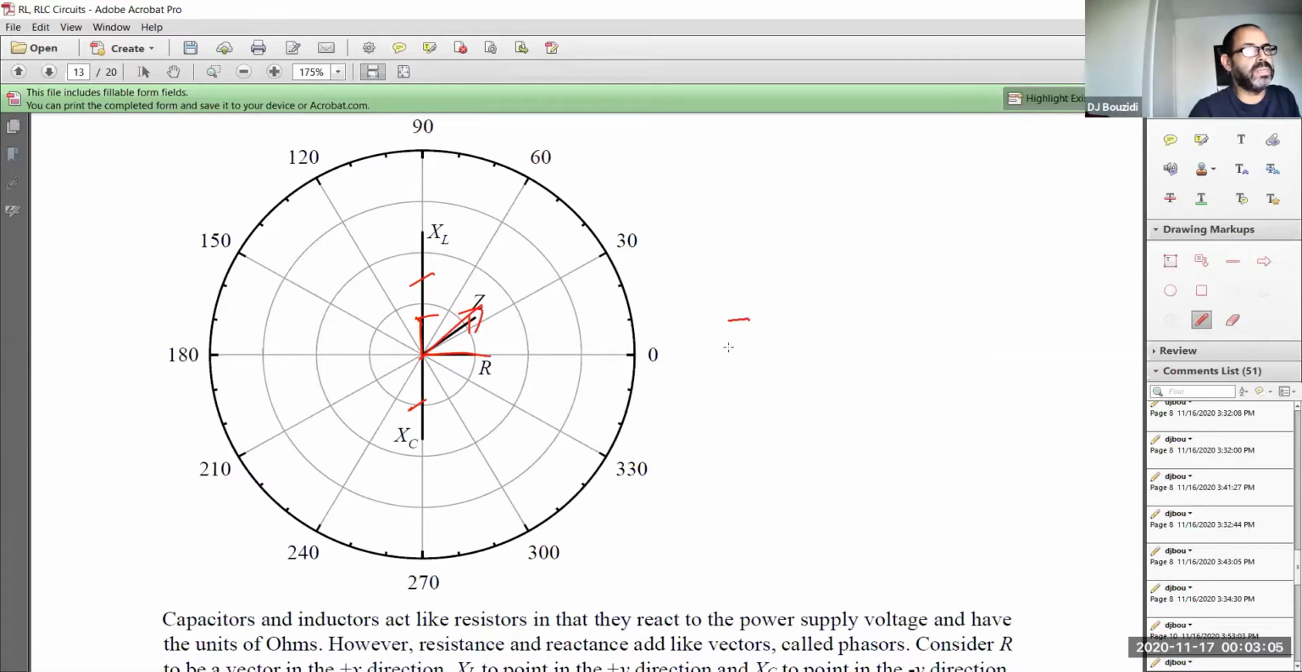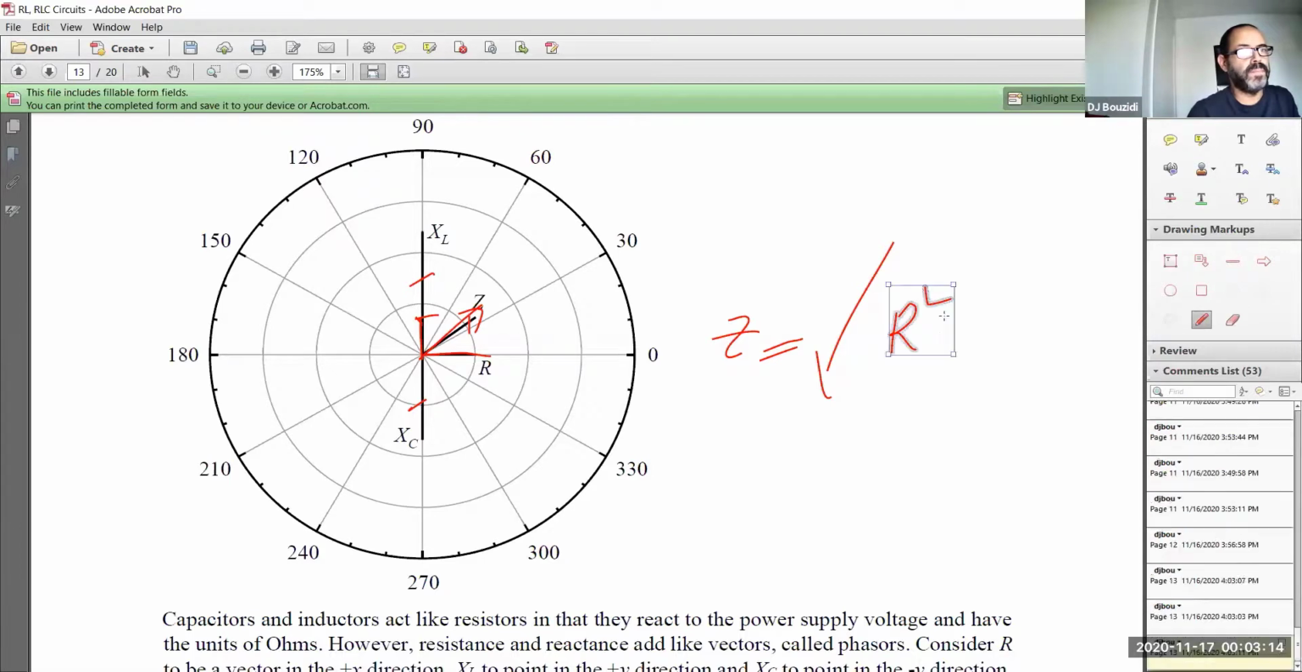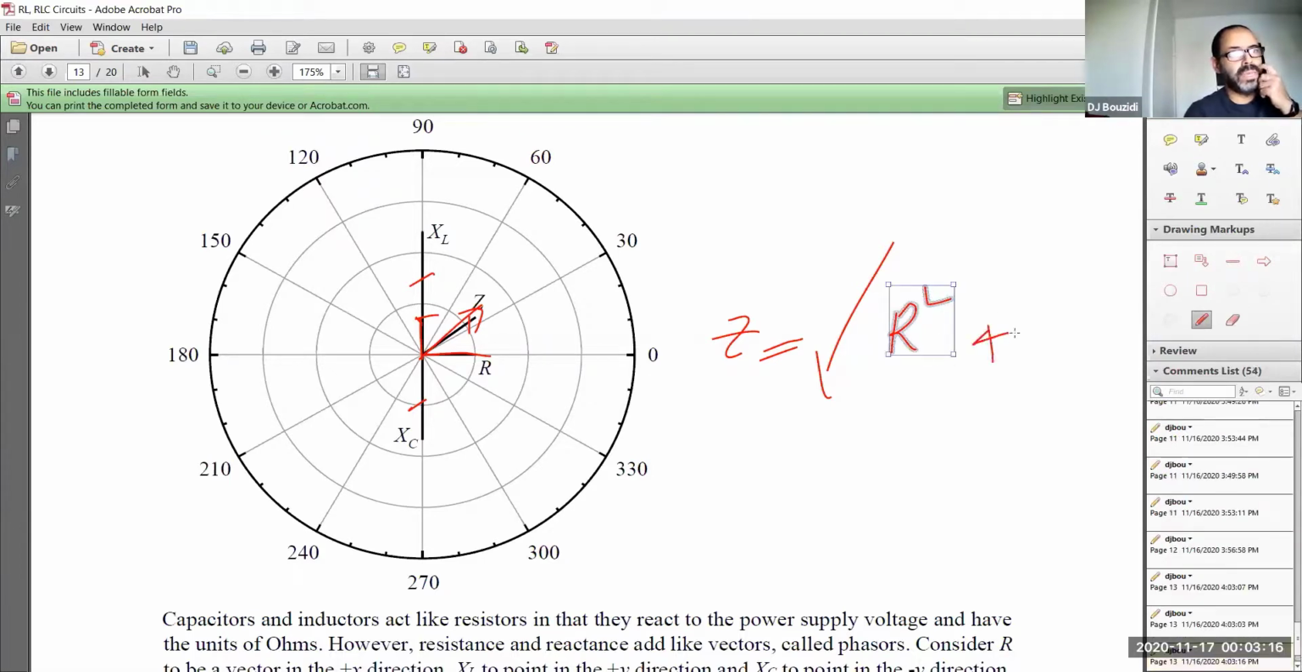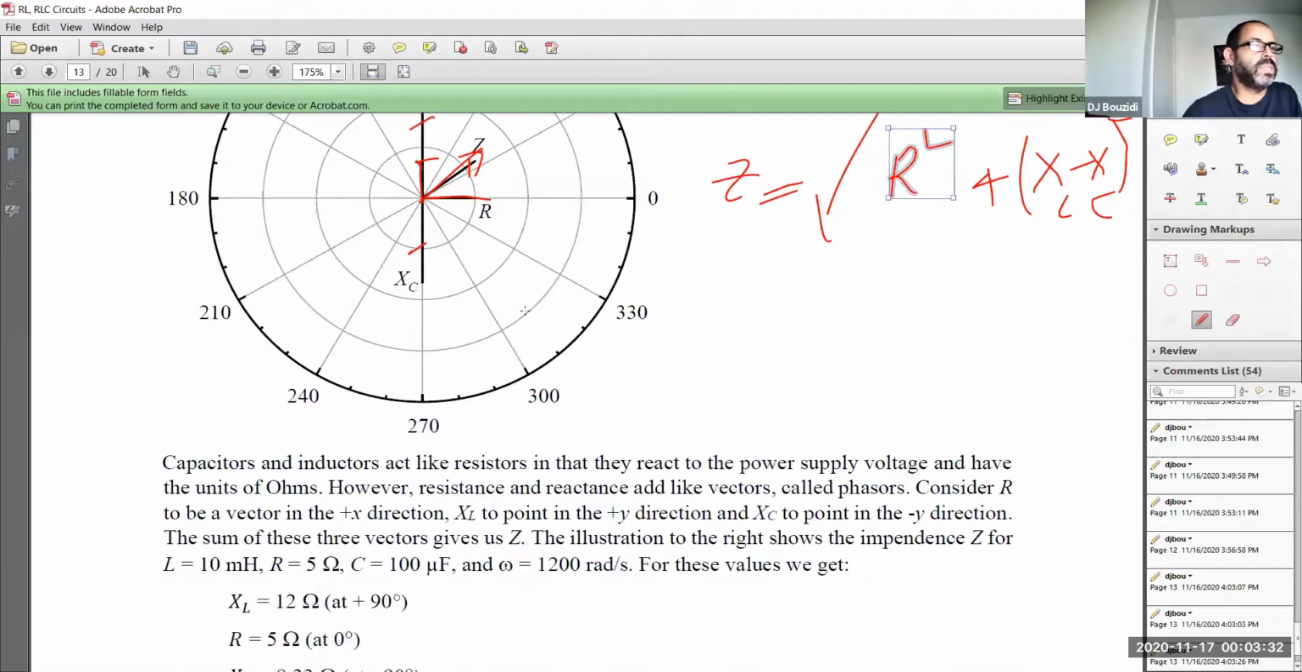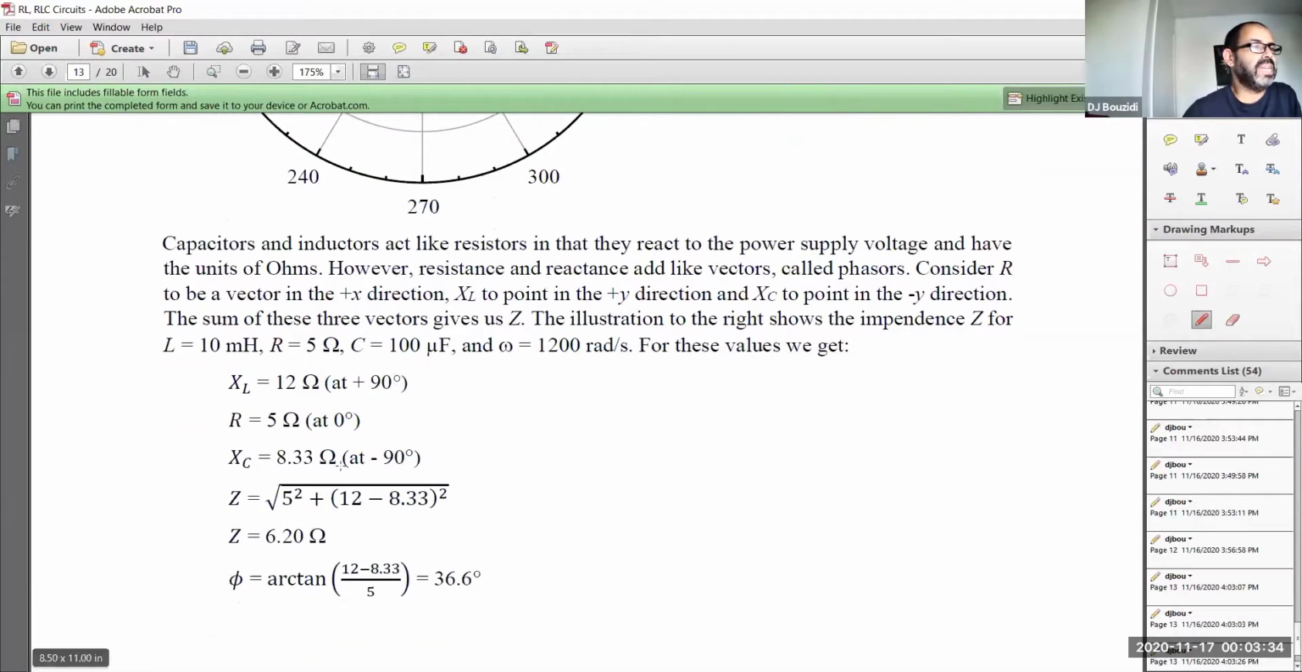So the impedance now is, in this case, Z equal to the square root of, using the Pythagorean theorem, R squared, which is this side, plus the difference between XL and XC, squared, and the whole thing under the square root. So this is in a nutshell what phasors are. This is the method. That's exactly the point in here.